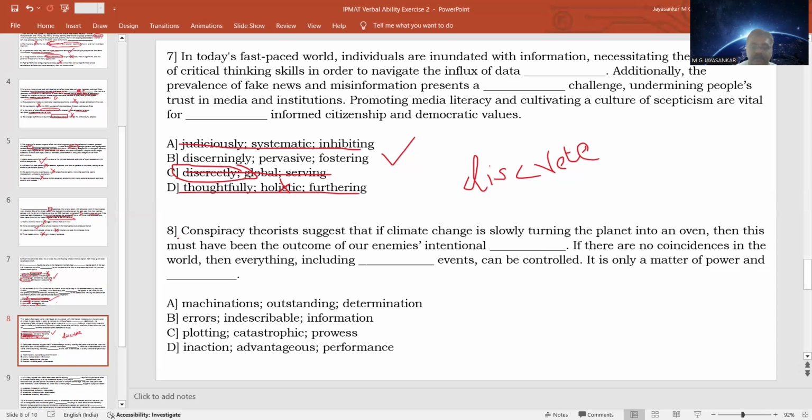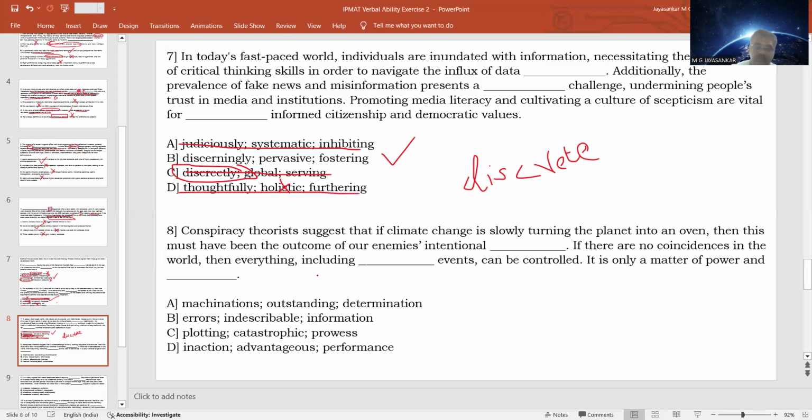And these people are saying that climate change is also not something that has gradually happened. It is because of some actions by our enemies in an intentional manner. So they say that climate change is also the outcome of our enemies' intentional designs or plans. If there are no coincidences in the world, then everything, including dash events, can be controlled. It is only a matter of power and science. Since this is done by our enemies, this can be controlled. Even these kinds of events can be controlled. You only need to develop the power and the skill to control climate change. This is what conspiracy theories are saying.